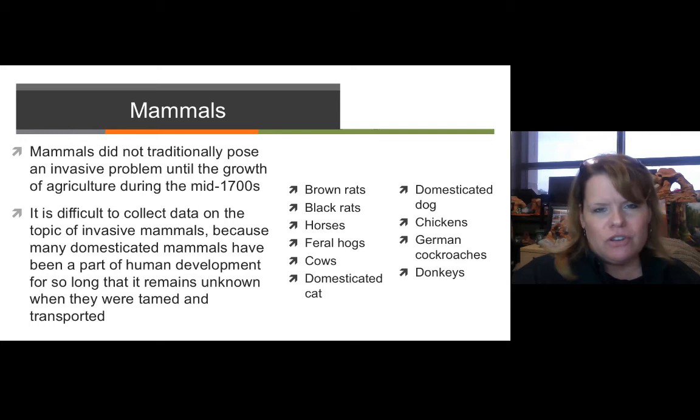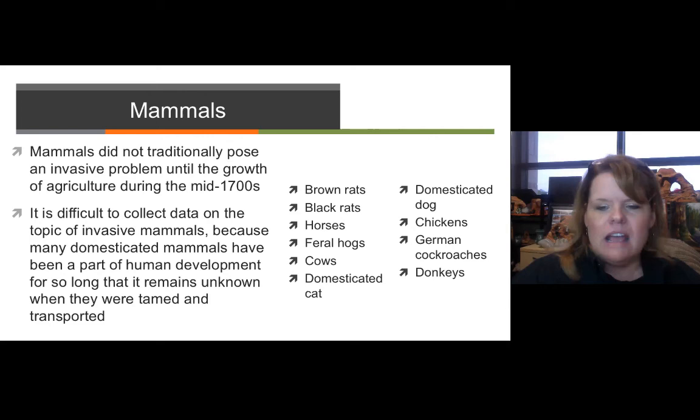Mammals are another type of invasive species. Mammals did not traditionally pose an invasive problem until the growth of the agricultural industry during the mid-1700s. It is difficult to collect data on the topic of invasive mammals because many domesticated mammals have been a part of human development for so long that it remains unknown when they were tamed and transported to the United States. And you can look at the list over here. Brown rats, black rats, horses, feral hogs, cows, domesticated kitties and dogs, and chickens, and German cockroaches. Now, who really thought that was going to be a good idea, right?